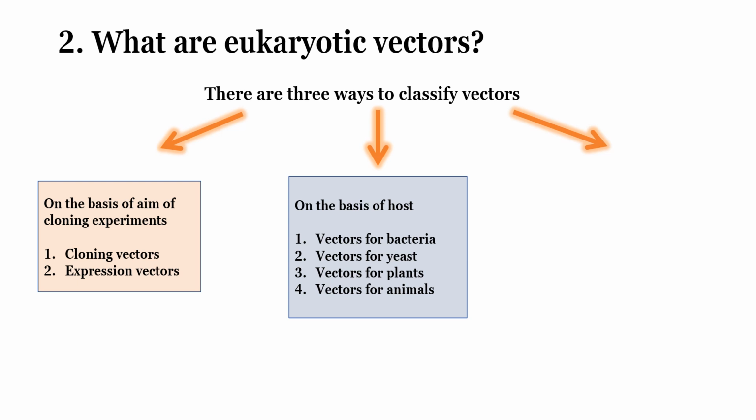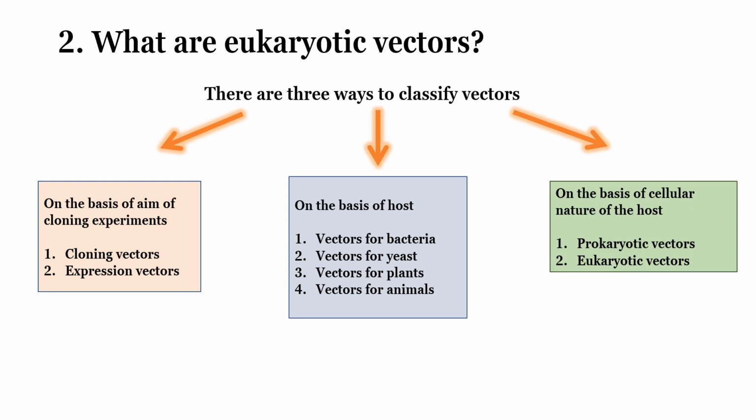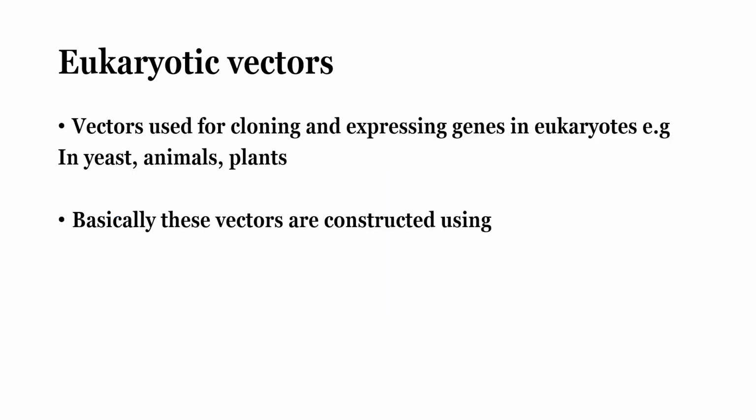There is a third method of classification of vectors as well, and that is on the basis of the host type. Vectors can be termed prokaryotic vectors and eukaryotic vectors. Obviously, prokaryotic and eukaryotic vectors will be different from one another in certain things, like the origin of replication and signals for protein production, like the start signal for gene expression. So all these things will be different. Now let's move on to our eukaryotic vectors.